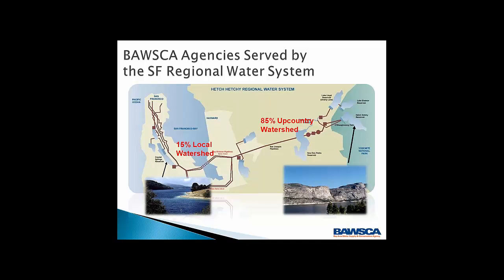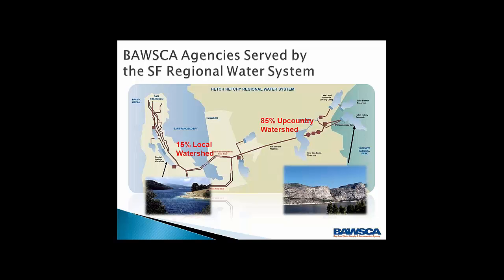An overview of the San Francisco regional water system, or the Hetch Hetchy regional water system as you may know it. About 85% of the water from the system comes from what we call upcountry, which is the Hetch Hetchy Reservoir located in Yosemite Park actually. Only about 15% of our water supply comes from our local watershed sources, so Crystal Springs Reservoir and the local runoff that we get into our local sources.